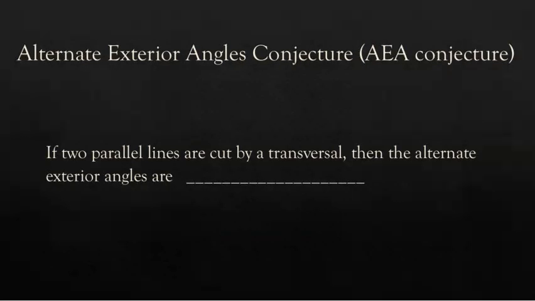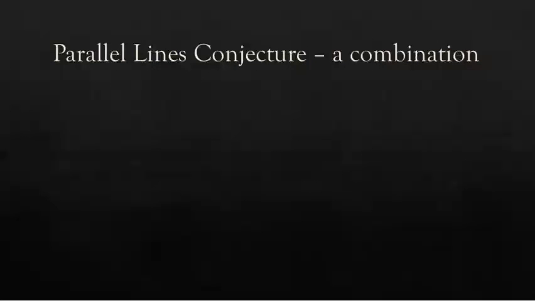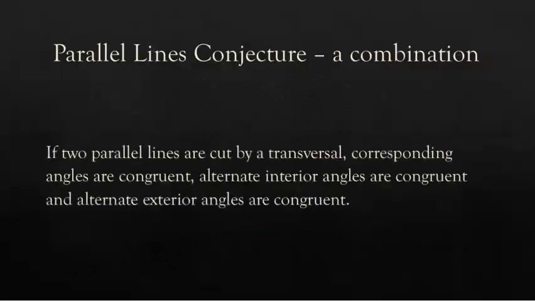Alternate exterior angles conjecture. We also found that our alternate exterior angles were congruent. So if 2 parallel lines are cut by a transversal, then the alternate exterior angles are congruent. We can combine all of these 3 things into one conjecture that we might call the parallel lines conjecture. If 2 parallel lines are cut by a transversal, corresponding angles are congruent, alternate interior angles are congruent, and alternate exterior angles are congruent.